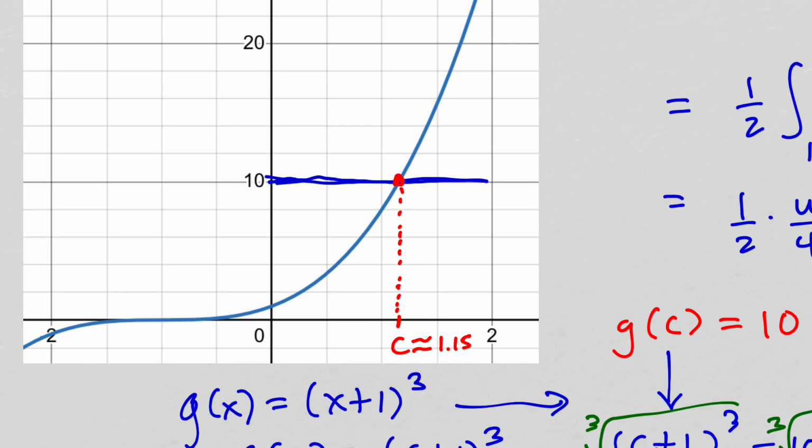And it does kind of make sense. You can tell that this value here is equal to 1. And so it does seem like the value corresponding to the average value of the function is a little bit more than 1.